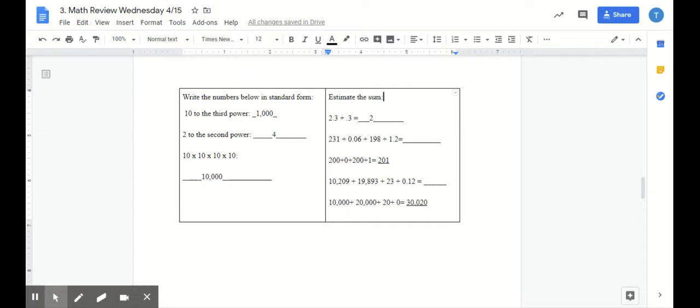The second one, 231 plus 6 hundredths plus 198 plus 1.2. So I estimated my 231 to 200 because if I were to put this on a number line, it's not more than 250. So the most reasonable response would just be to put it to 200 because it's such a big number. 0.06 will be to 0. It's the closest to 0. 198, I'm putting that to 200. 1.2, I am estimating that to 100. So my estimation will be around 201.